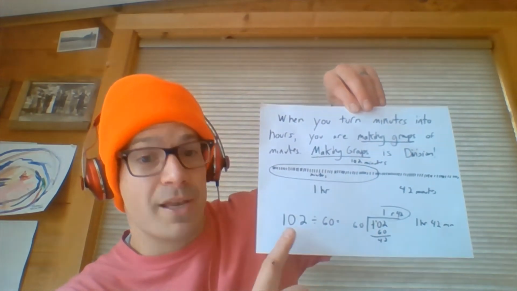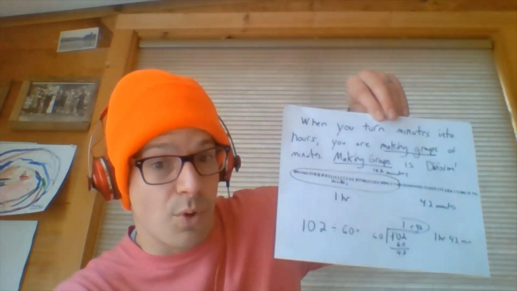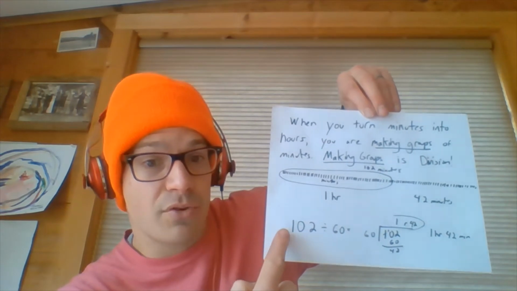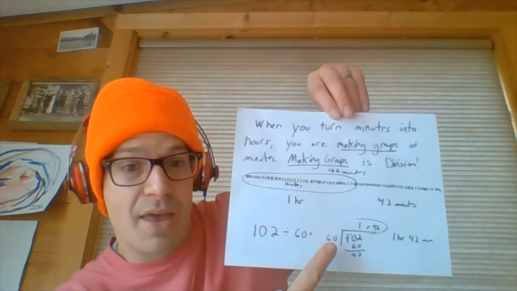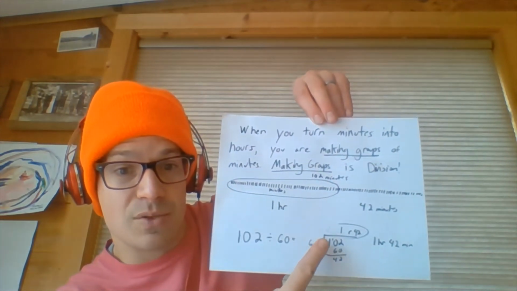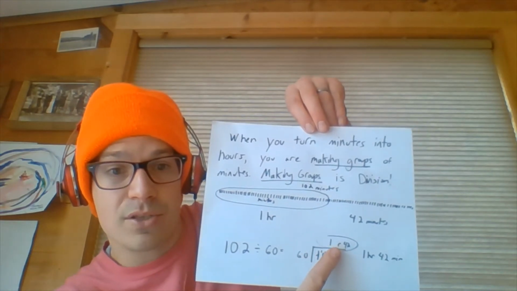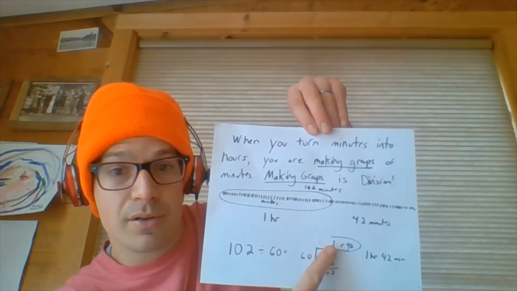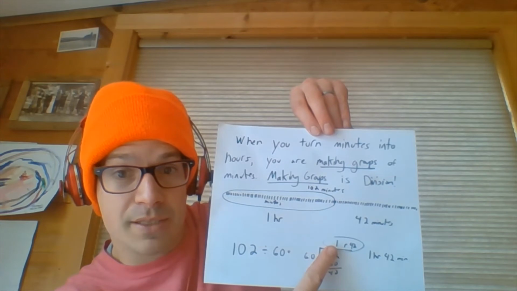So instead, the best way to do it is use the actual division algorithm, which we're all masters of at this point. It says 102 divided by 60, and then I can see 102 divided by 60 is 1, remainder 42. That remainder is what? Pause, think about it.